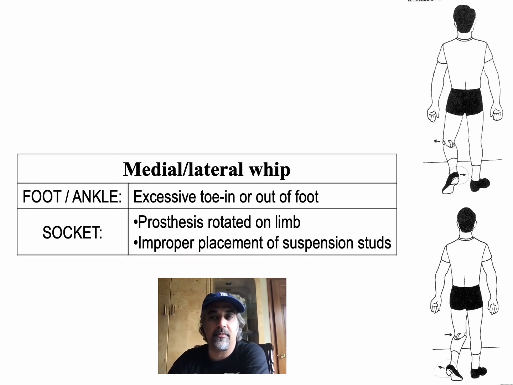In looking at someone from behind, you may see that the heel is suddenly moving medially or laterally. Again, it has to be from behind. And when this happens, it's called a whip. And it can be a medial whip or a lateral whip. And this is always a problem with the prosthesis and not something that you'll see with the amputee.